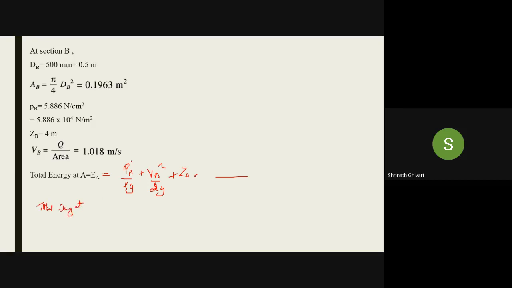Total energy is the sum of pressure head, velocity head and datum head. It is nothing but Bernoulli's equation itself. Don't get confused. Total energy at B is PB by rho G plus VB square by 2G plus ZB. You calculate these two and let me know the answer first in terms of meter. Calculate total energy at A and total energy at B. Then I'll tell you what will be the difference and what will be the flow. How will be the flow? You only have to tell that.